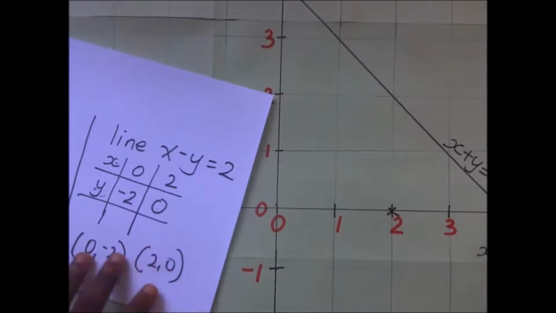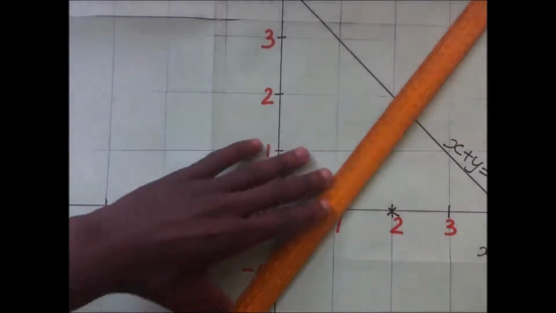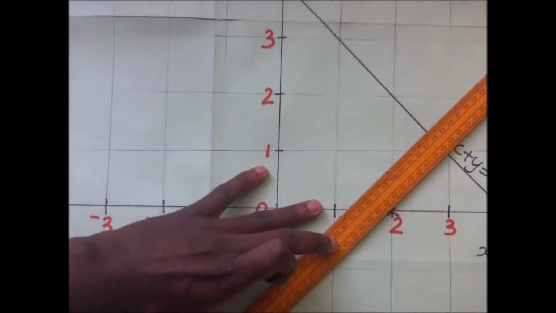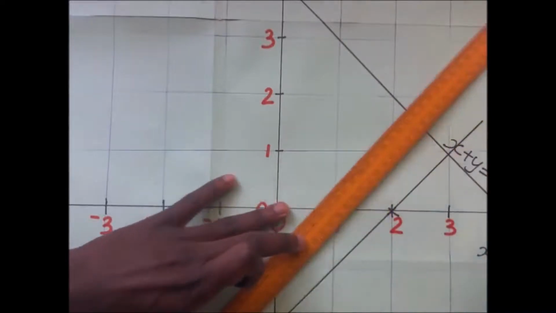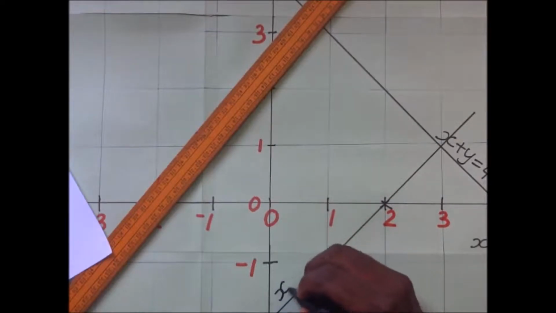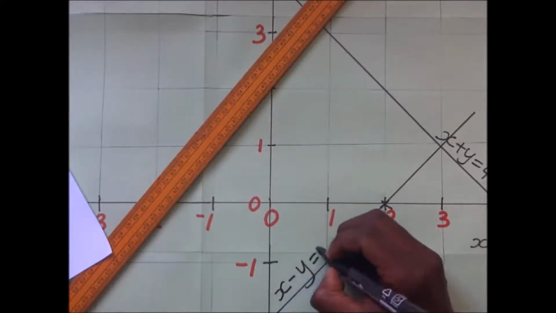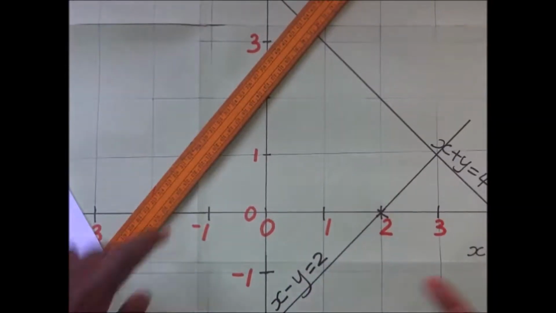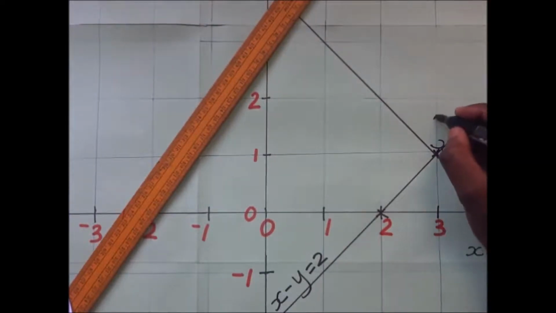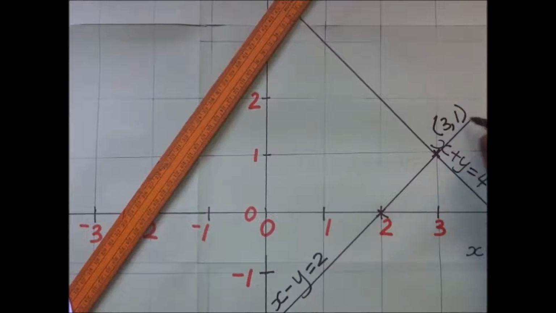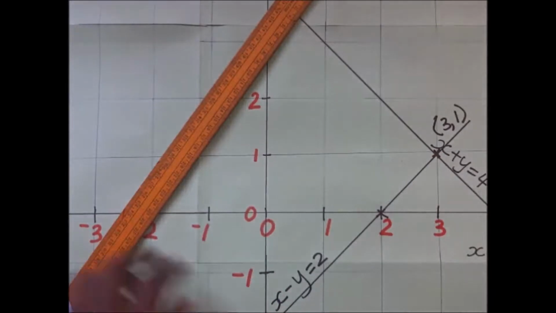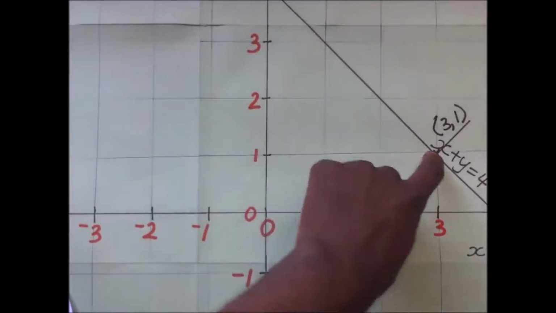And of course, when we draw this, this is our line x minus y is equal to 2. So this line and this line, they meet at that point. They are meeting at point (3, 1), because this is 3 and that is 1. So the point where they meet is where we have the solution to that question.